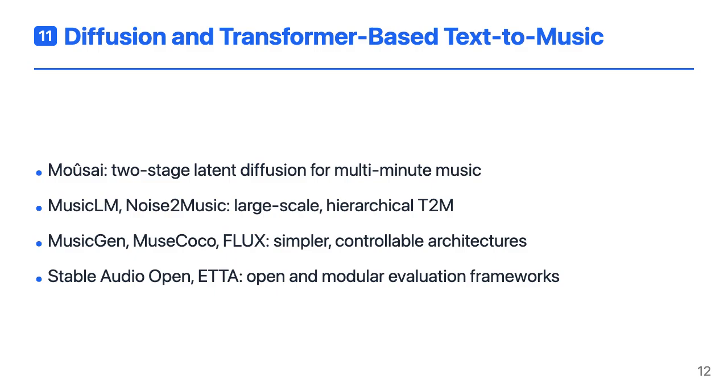Other systems like MusicGen, MuseCoco, and Flux aim for simpler, more controllable architectures, often using a single-stage transformer over discrete audio tokens. Meanwhile, frameworks like NVIDIA's ETTA and Stability AI's Stable Audio Open emphasize open, modular designs and standardized evaluation, helping researchers compare fidelity, diversity, and controllability across models.